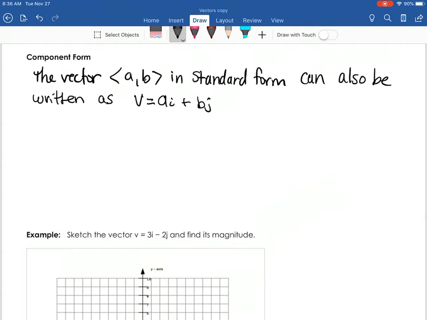So the horizontal component is a, and you put that in front of the i, and then the vertical component is b, and you stick that in front of the j.